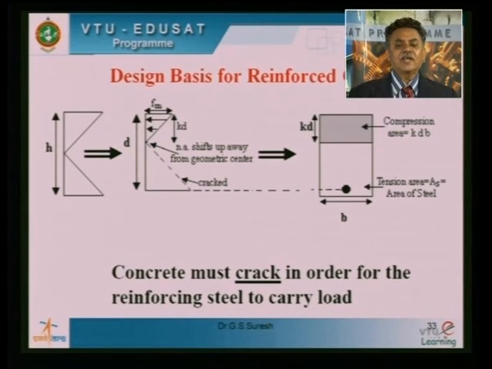If the concrete does not crack initially, we call it an uncracked section. At that time, the beam behaves as a homogeneous material like steel, which we have taught you in strength of materials. All the equations taught to you in your strength of materials course apply, that is, bending stress equal to M by Z is the stress that can be applied.